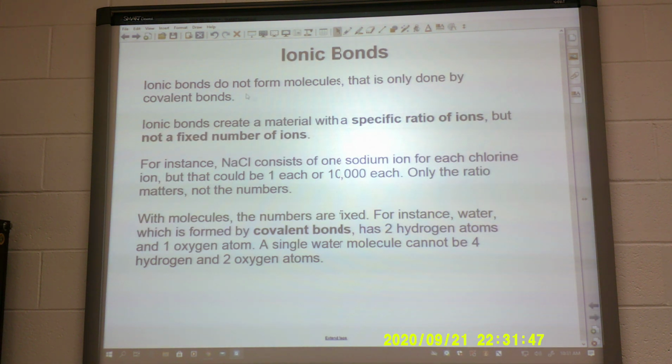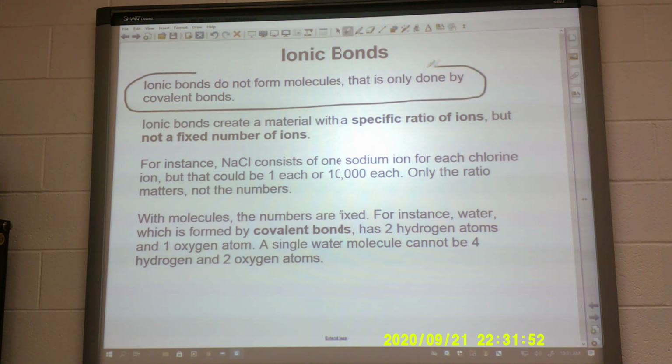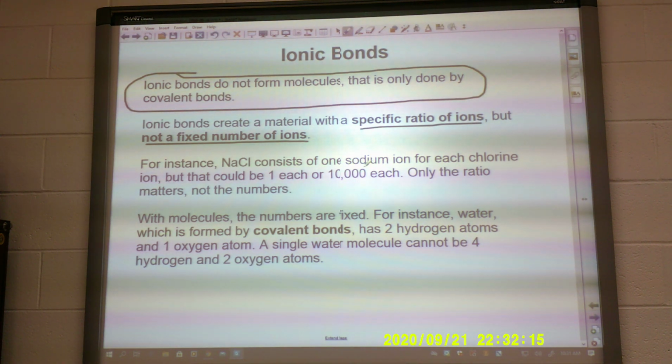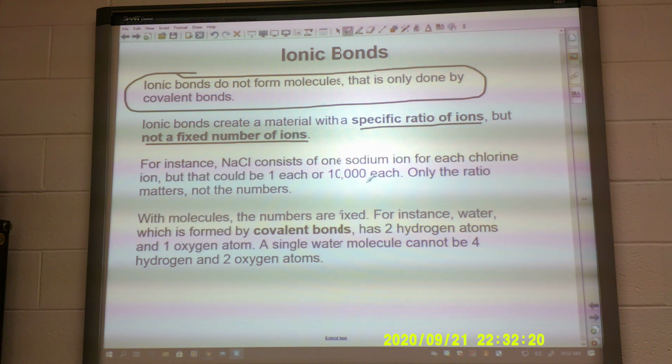Ionic bonds do not form molecules. That is only done by covalent bonds where the electrons are shared. Ionic bonds create a material with a specific ratio of ions, but not a fixed number of ions. For instance, NaCl consists of one sodium ion for each chlorine ion, but that could be 1 each or 10,000 each. Only the ratio matters, not the numbers.